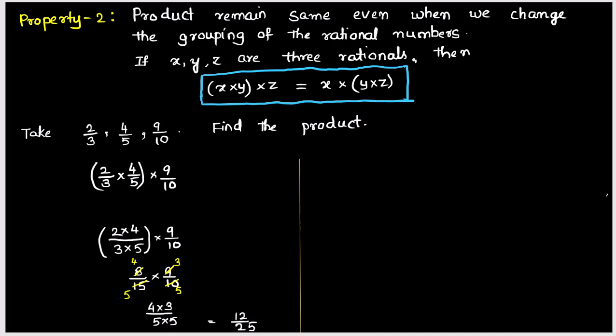Now let us change the grouping. So 2 by 3 we write outside the bracket, multiplied by. Now let us group 4 by 5 and 9 by 10: 4 by 5 multiplied by 9 by 10.